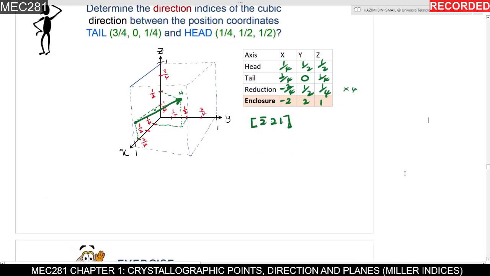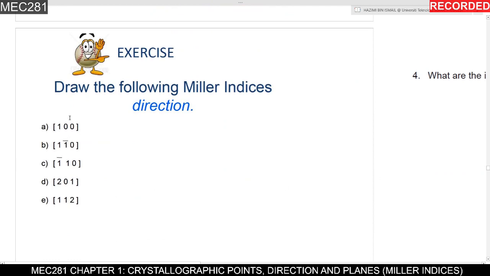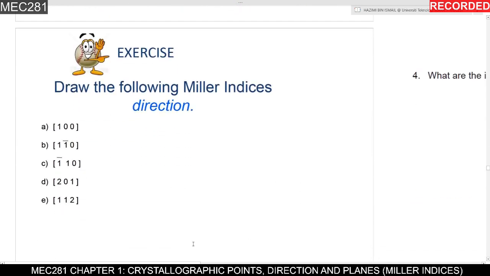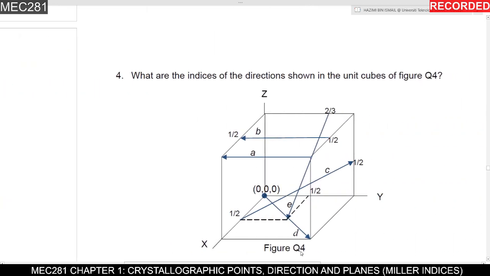Okay, so that's all I think for the direction, Miller indices direction. So don't forget to do tutorial 3, questions 4, 5 and 6, which are all about the Miller indices, and then we will discuss it, or you can ask me the answer of tutorial 3 in the WhatsApp group, or in the next class this Friday. So make sure you do the Miller indices tutorial in tutorial 3.